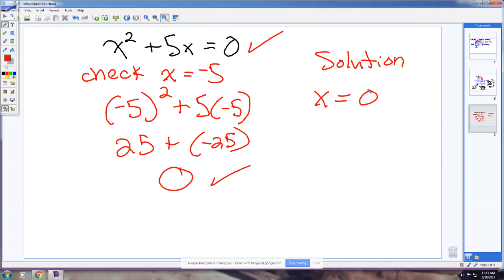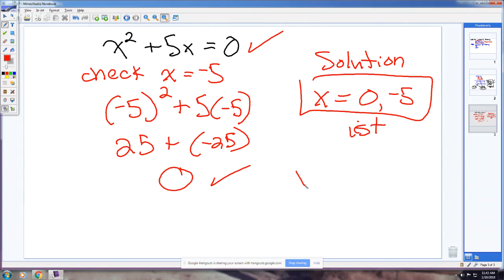X equals 0, comma, x equals -5. So sometimes we enter solutions in a list. Other times people like to write them out separately. On paper, it doesn't really matter, but on a computer, it can matter. So I just want to show you a computer example similar to this one.